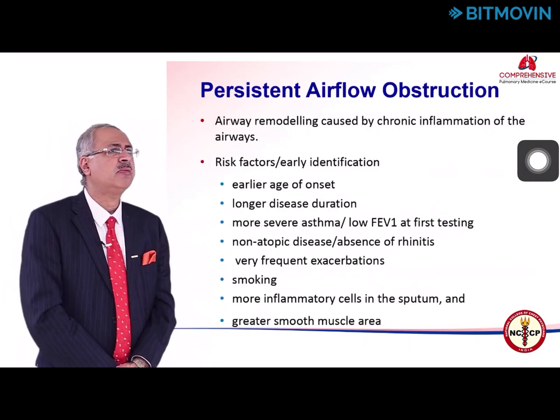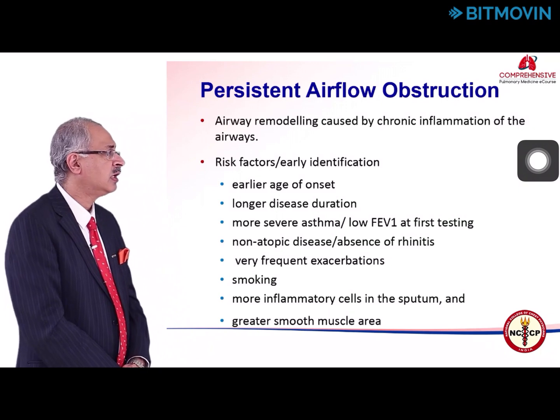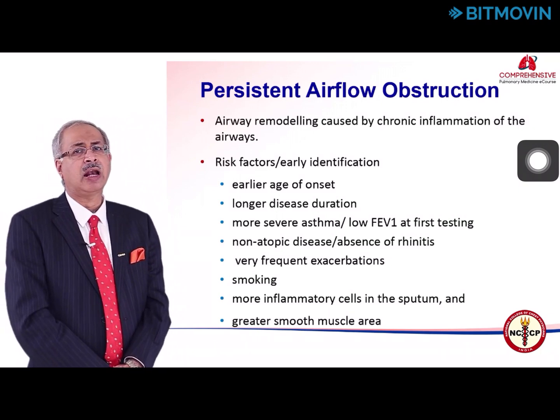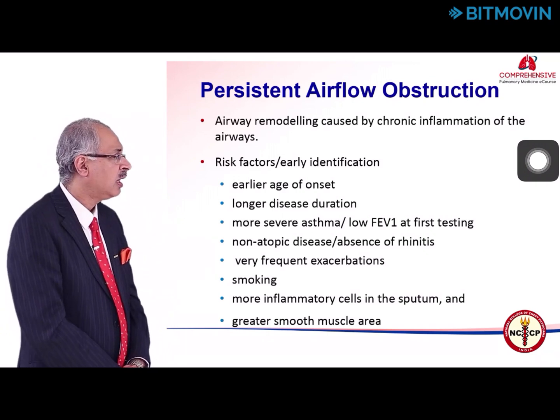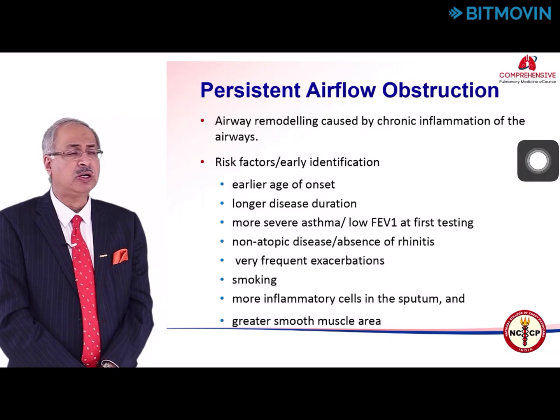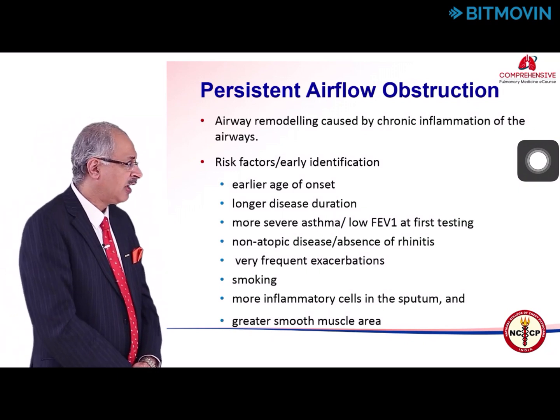Now, when we are talking about persistent airflow obstruction, patients with asthma are a separate subgroup, and this is primarily because of airway remodeling. Early identification of risk factors is important to prevent this particular variety of asthma.